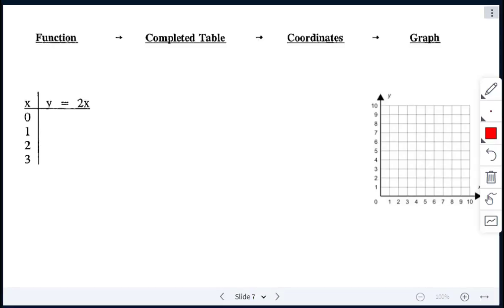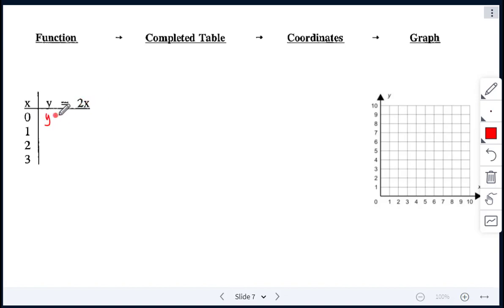All right, so let's look at how we can go from a function to a graph. That's the whole point of doing this, is we want to go from a function, complete the function table, get our coordinates, and then fill out our graph. So let's take a look here at our function. We have y equals 2x. So remember 2x, that means it's 2 times x.